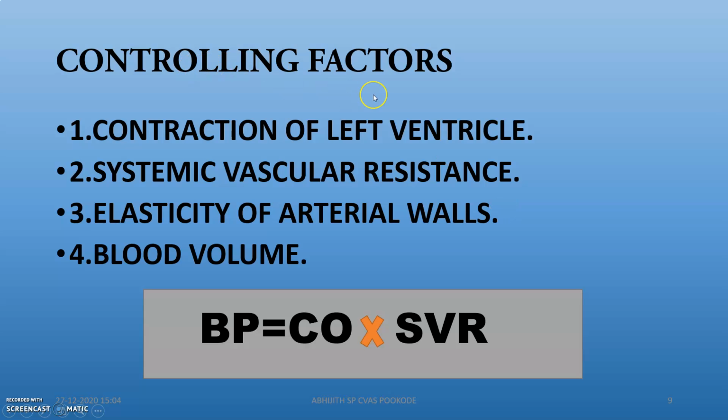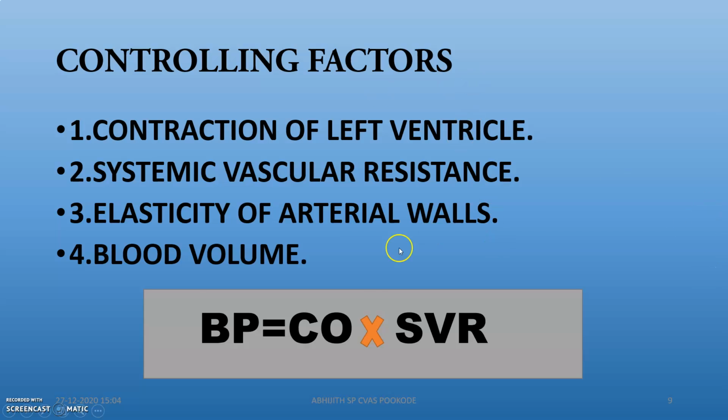There are several controlling factors that have a very big role in controlling blood pressure. The first one is the contraction of the left ventricle. The strength of the contraction will determine the cardiac output. Next is the systemic vascular resistance. Next is the elasticity of arterial walls and the blood volume. BP is the product of the cardiac output and the systemic vascular resistance.